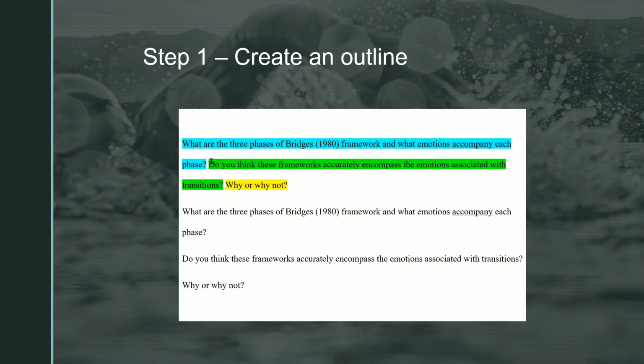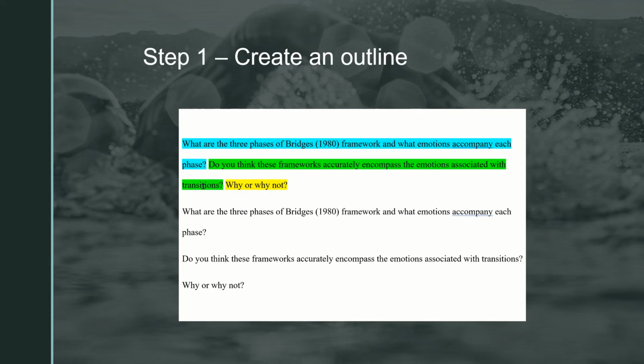Now that you have all the pieces here, you just simply divide them out. I took the first sentence and put that down here: What are the three phases of Bridges? And then I put the next sentence separately: Do you think these frameworks accurately encompass? And then I put the final content requirement: Why or why not? So now you know exactly what you have to address, and by creating the outline, you're not going to miss any of those pieces.